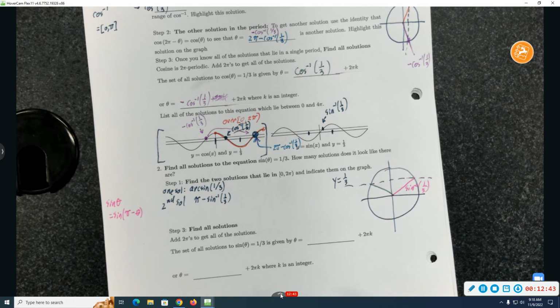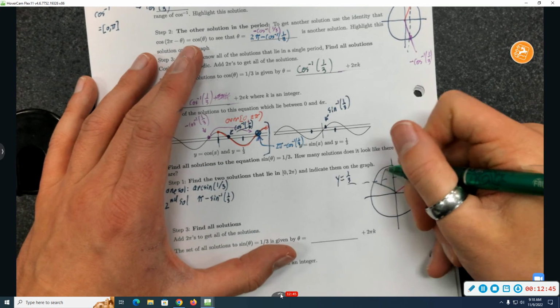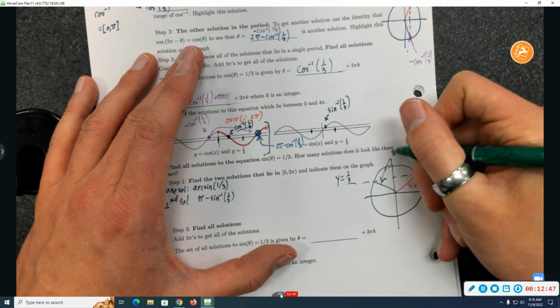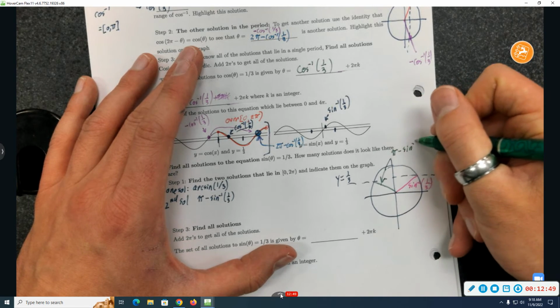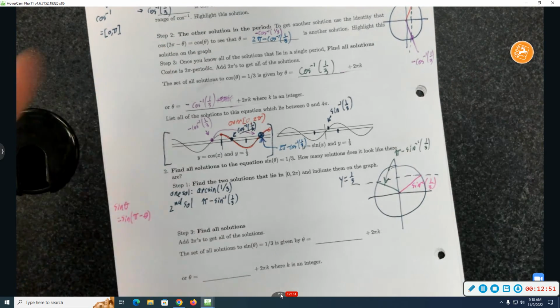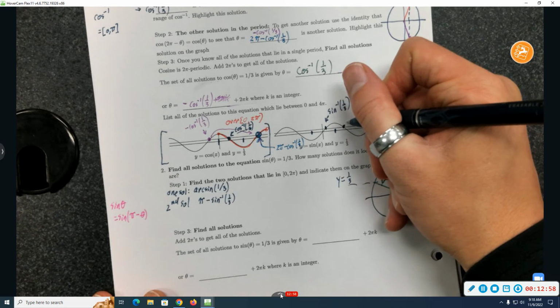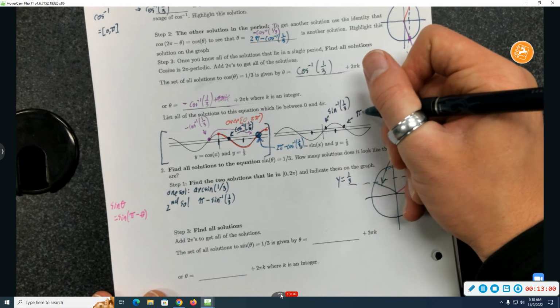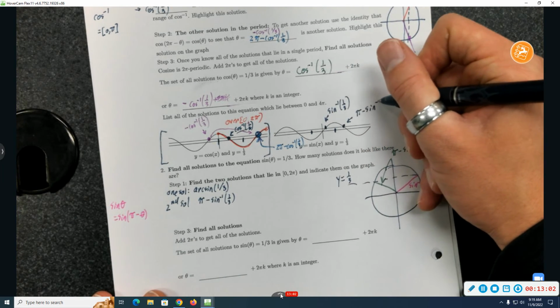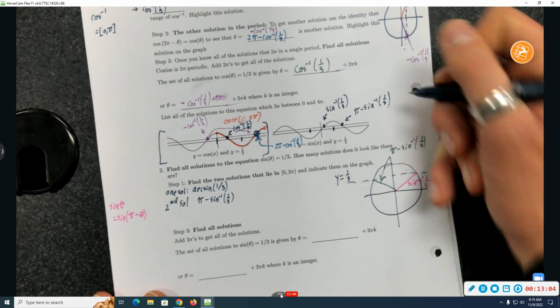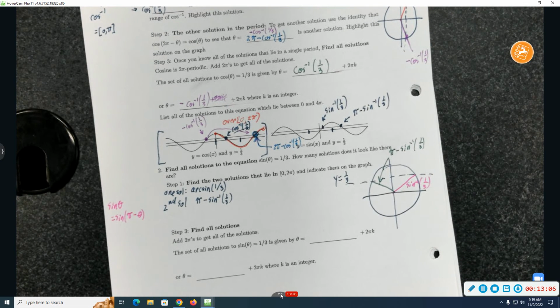So let's write down that other one. This other angle is pi minus sine inverse of 1 over 3. All right. Now that we've found two solutions within a single interval, let's label them. Pi minus sine inverse of 1 over 3. Now that we've found two solutions inside of a single interval, how do we get all of the solutions?